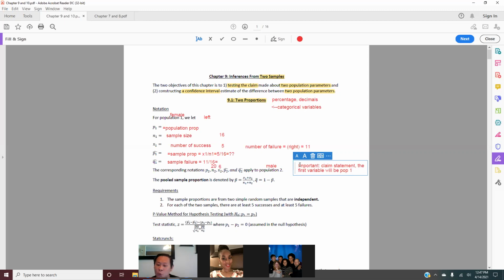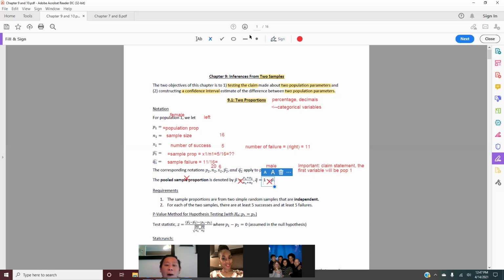So make sure when you read the claim statement, like when you do the testing, please make sure you know which one comes first. That first one is the first population, always. Always, for the whole chapter 9. This is how you do it. And do not forget, if you switch these two around, everything you do is all going to be wrong. We do not need to worry about this pooled sample proportion because it's horrible. I wouldn't ask you for that, so don't worry about getting that pooled sample proportion here.